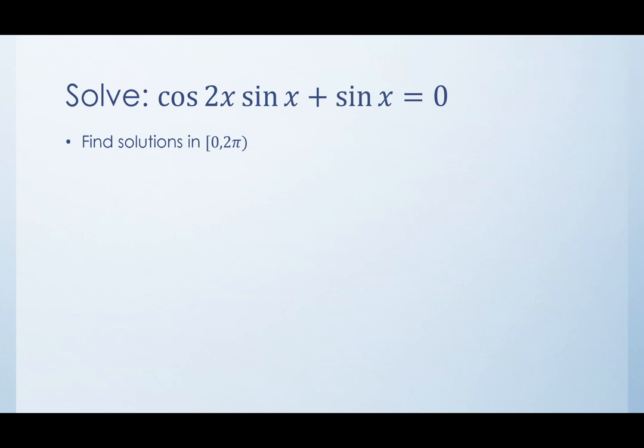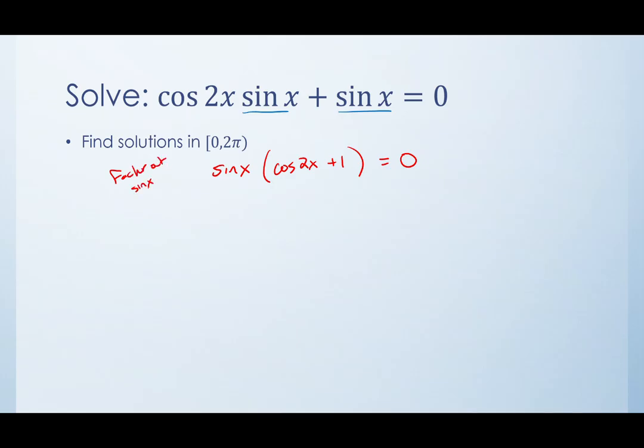All right, so our next example, we have cosine 2x times sine x plus sine x equals 0. And hopefully the obvious thing you're looking at here is to say, oh, I've got a factor of sine x in both terms, so let's factor that out. So we would have sine x times cosine 2x plus 1 equals 0. So what we did, we factored out sine x.